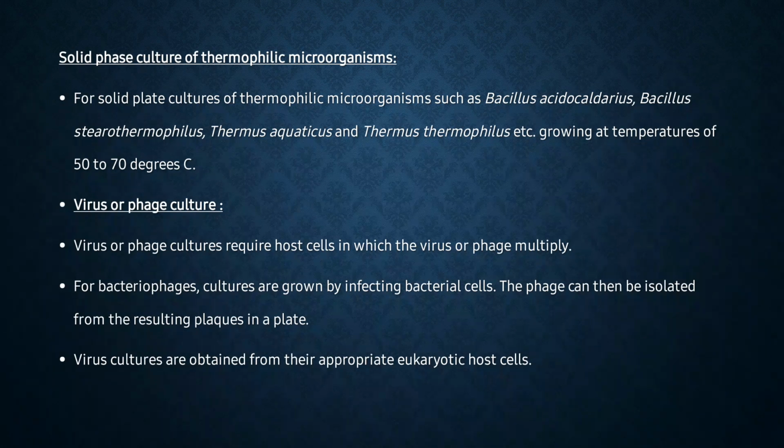Solid phase culture of thermophilic microorganisms: for solid plate cultures of thermophilic microorganisms such as Bacillus acidocaldarius, Bacillus stearothermophilus, Thermus aquaticus and Thermus thermophilus, etc., growing at temperature of 50 to 70 degrees Celsius. Virus or phage culture requires host cells in which the virus or phage multiplies. For bacteriophages, cultures are grown by infecting bacterial cells. The phage can then be isolated from the resulting plates. Virus cultures are obtained from their appropriate eukaryotic host cells.